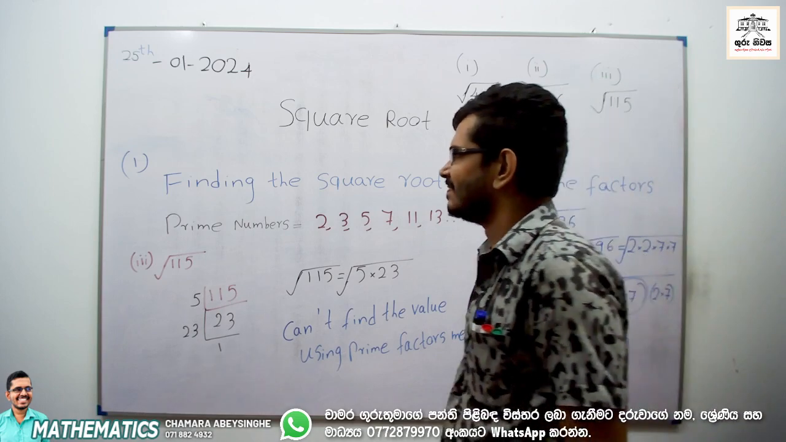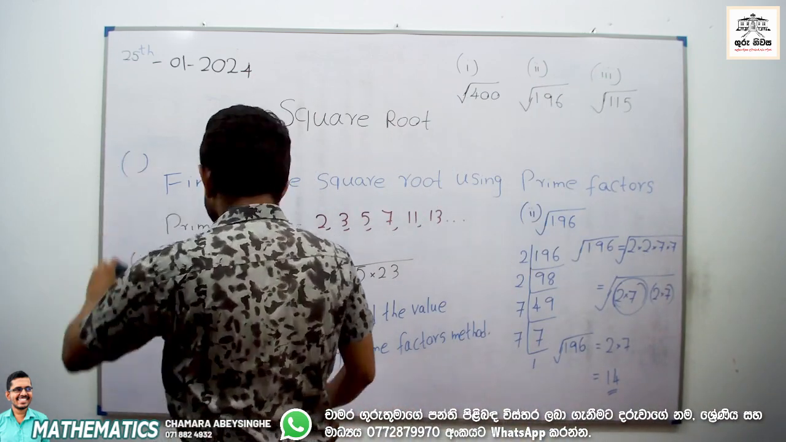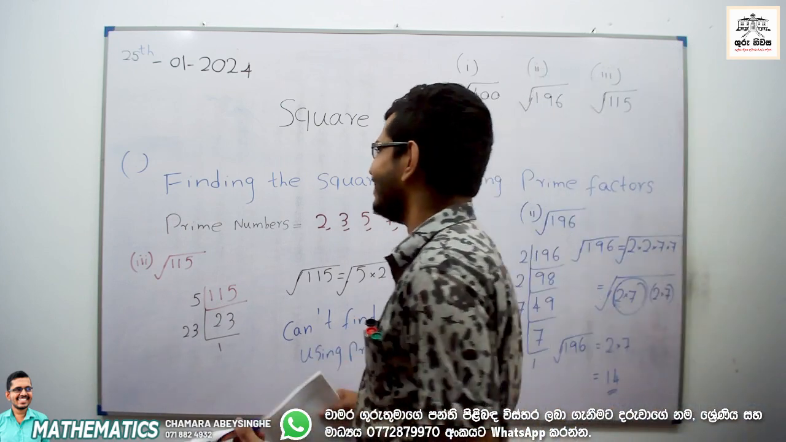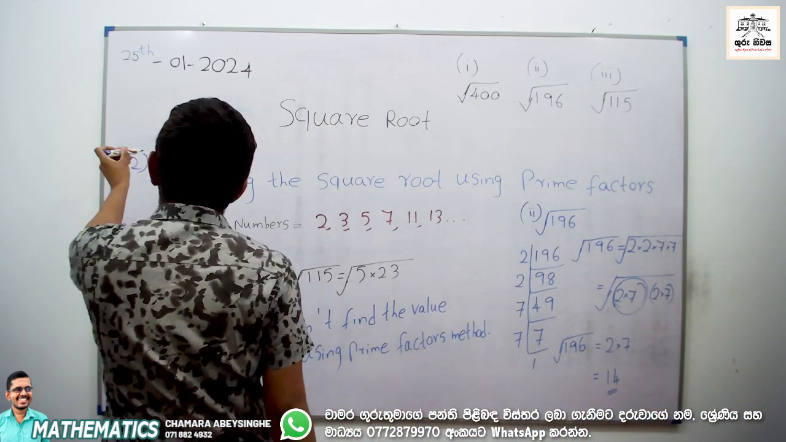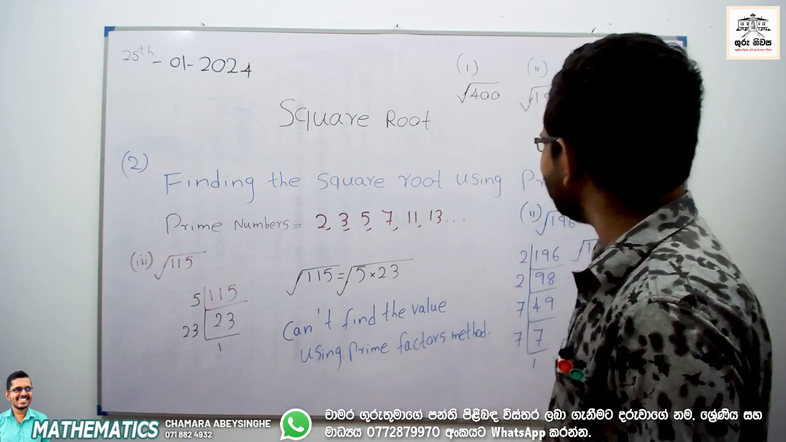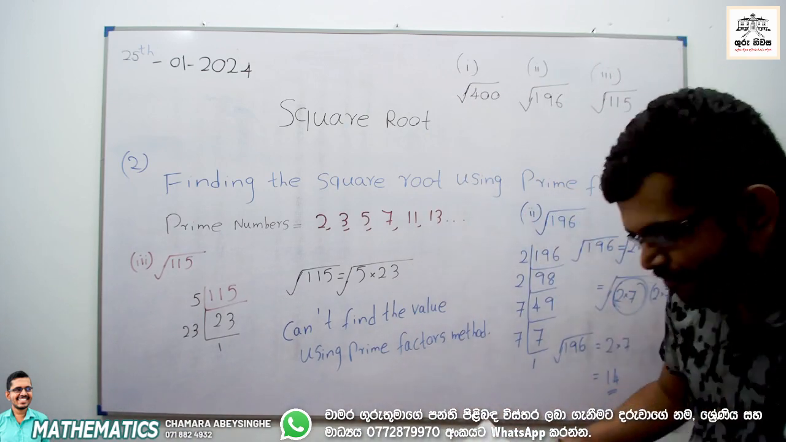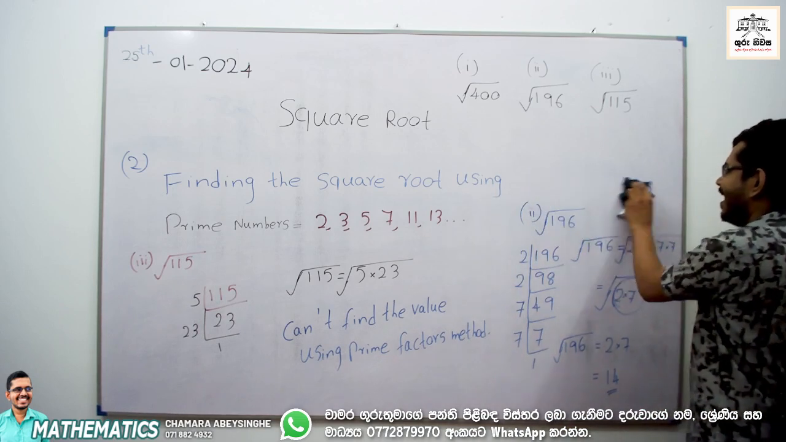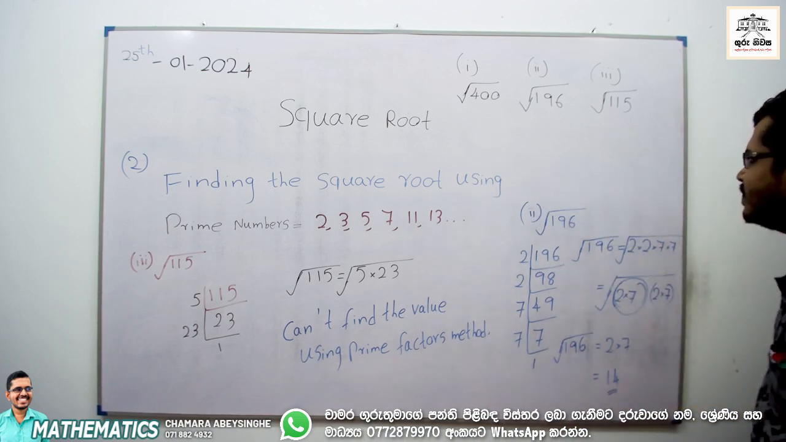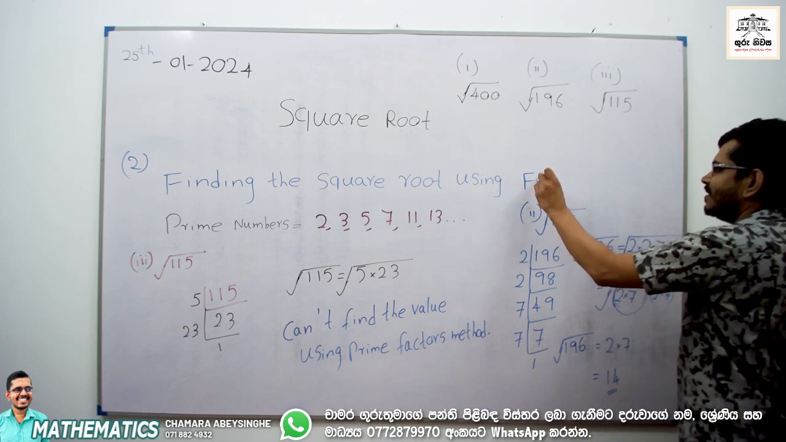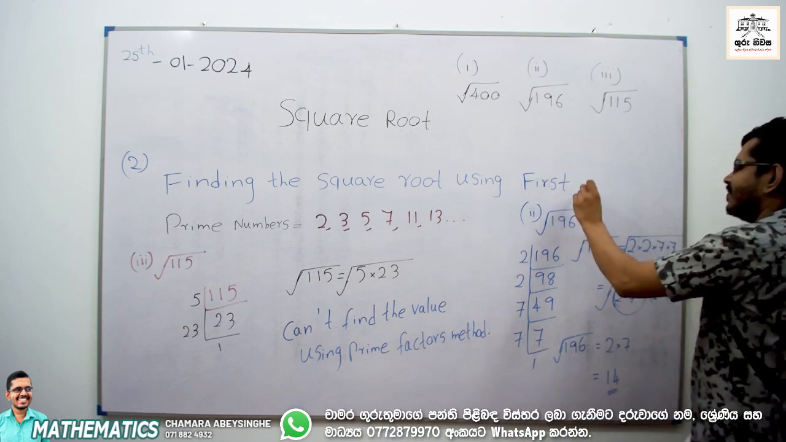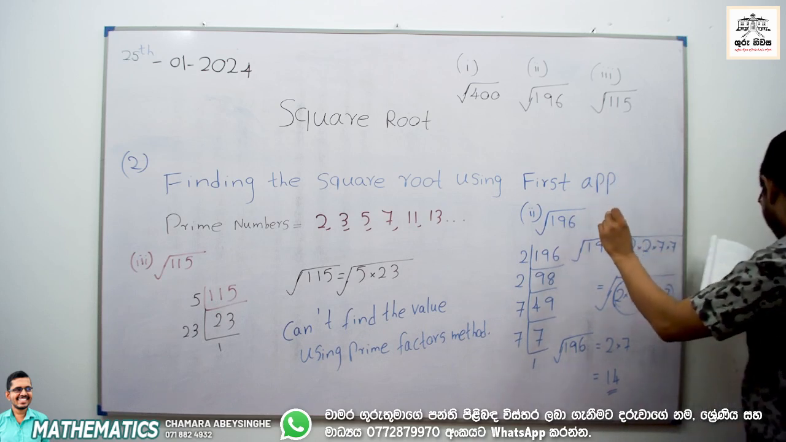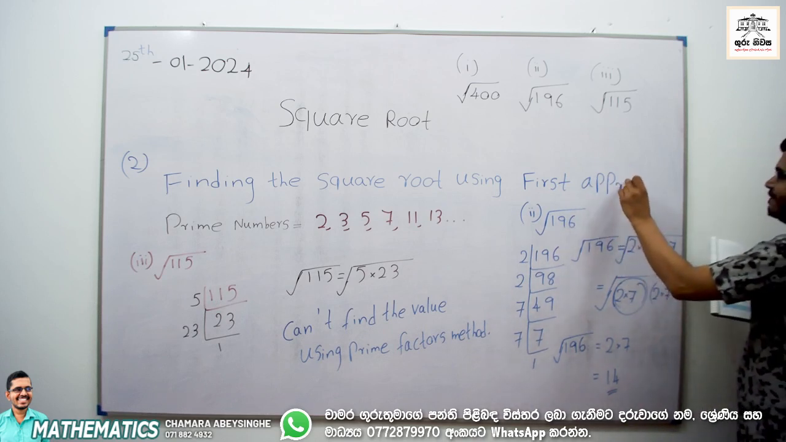Second method. We have this topic to work through. I will put the topic: Finding the square root using first approximation. First approximation.